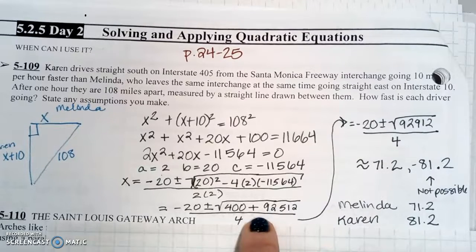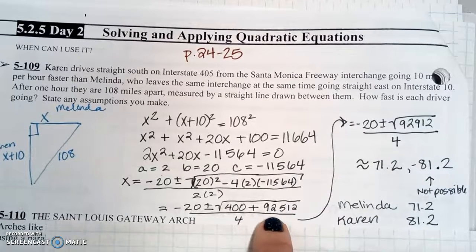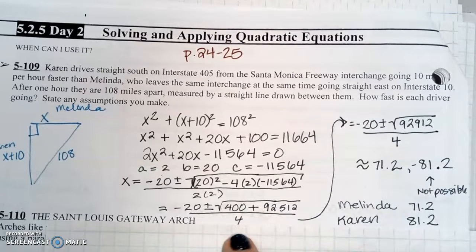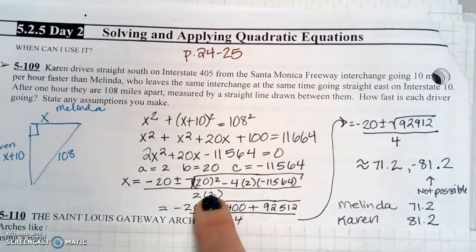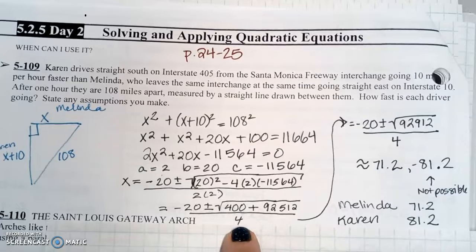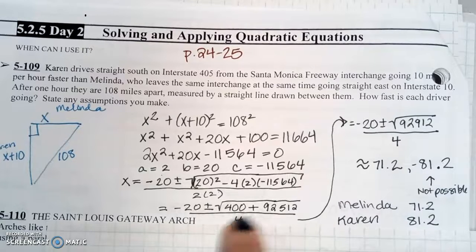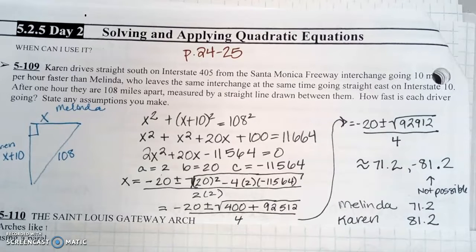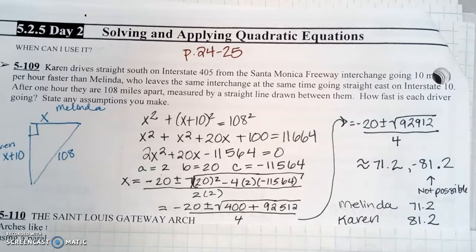and you should get plus 92,512. And then in the denominator, 2 times 2 is 4. I didn't do any of that in my head, except for the denominator. I mean, I can multiply 2 times 2. But that I multiplied on my calculator. Okay? That way you make sure you get it right.